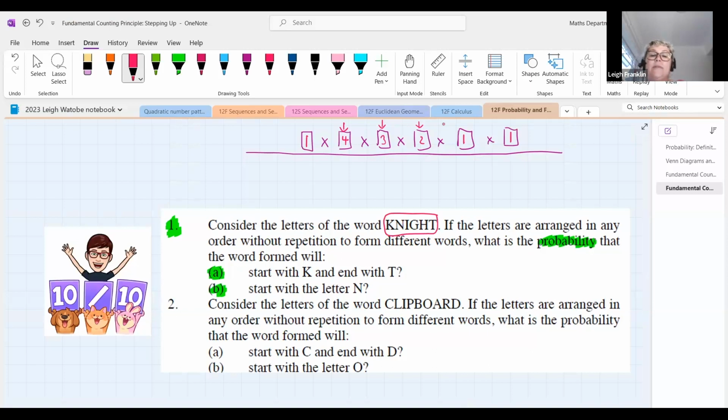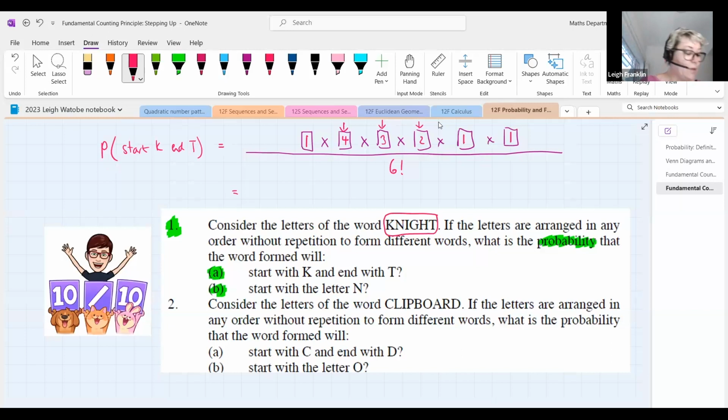In how many ways can the letters of the word night be arranged with one another? That's it, Lesego. 6 factorial. So there are 6 factorial ways in which they can be arranged with one another. So the probability of the word starting with K and ending with T is going to be calculated as 1 times 4 times 3 times 2 times 1 times 1 over 6 factorial.